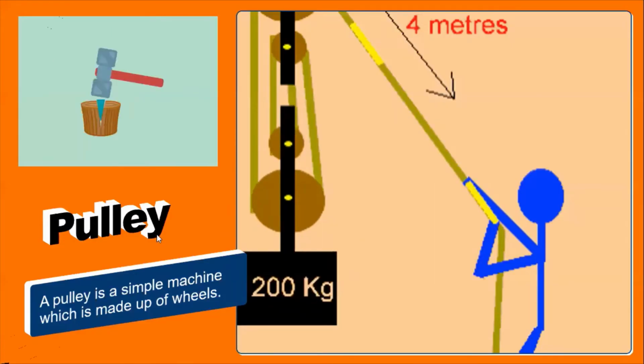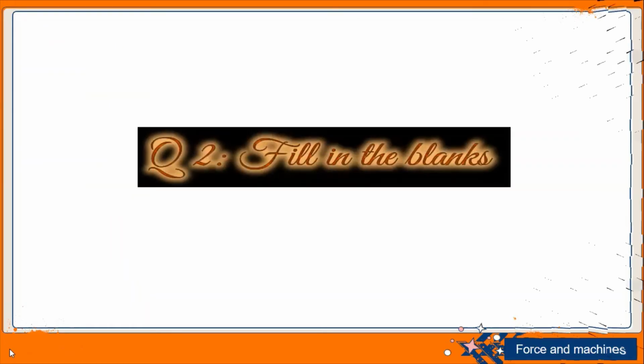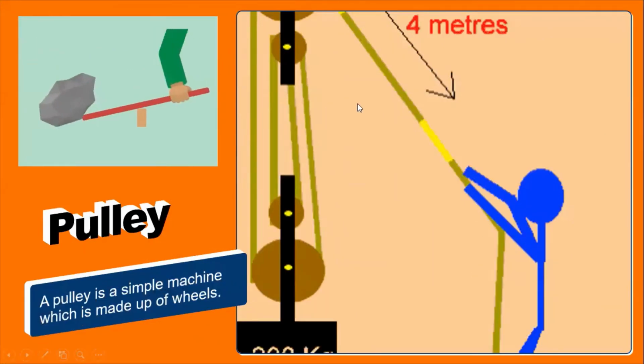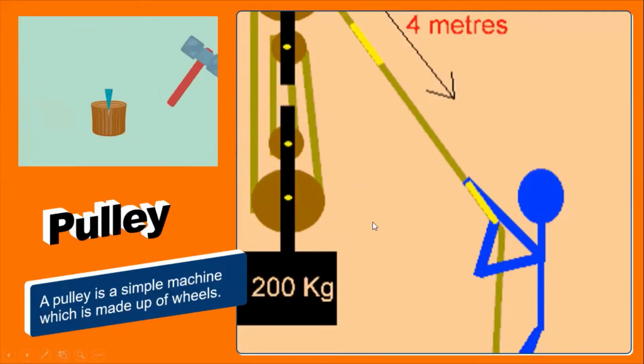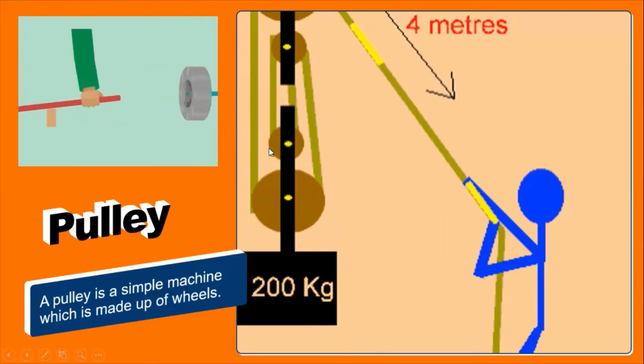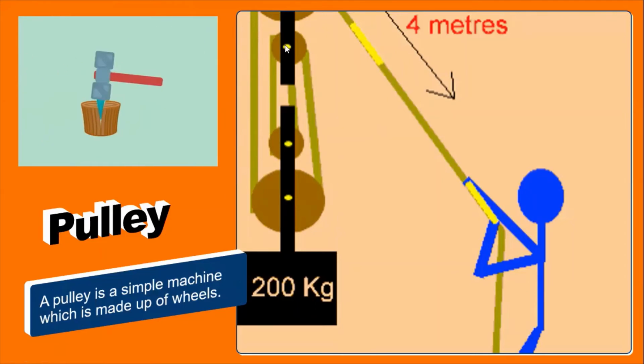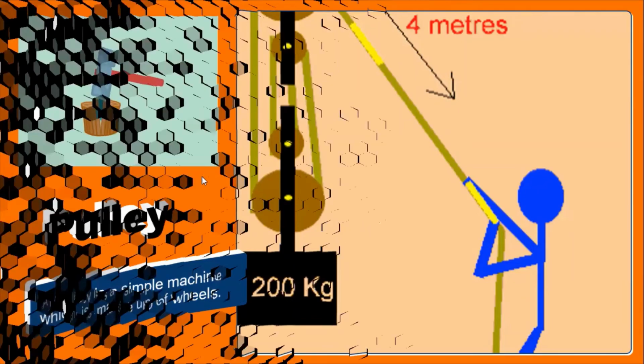Pulley is a simple machine which is made up of wheels. The wheel of a pulley turns on an axle. There is a groove around the rim. This is the rim, which holds what? Which holds the rope. When the rope is pulled, the pulley lifts the heavy object, heavy loads.